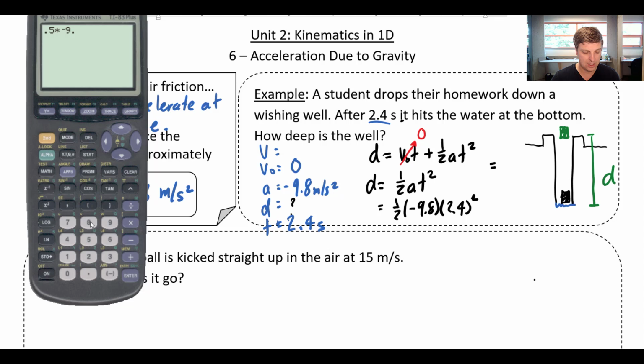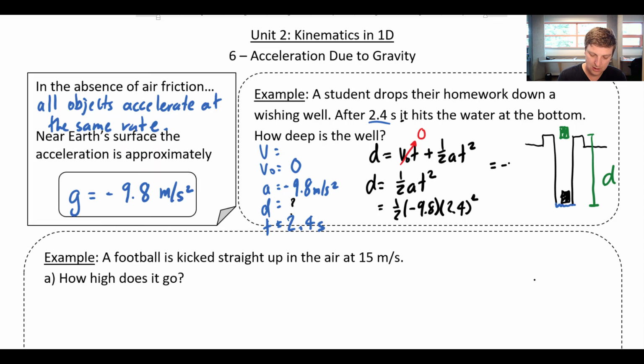0.5 times negative 9.8 times 2.4 squared equals, and I get negative 28.24 meters. Okay, I'm going to round that off to sig figs. I guess it's only 2 sig figs, so we'll just call it negative 28 meters. Or to answer the original question, the well is 28 meters deep.